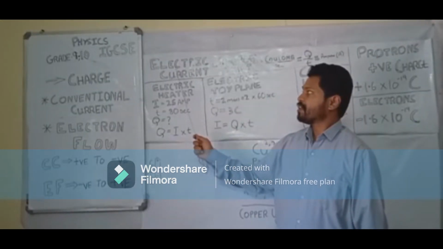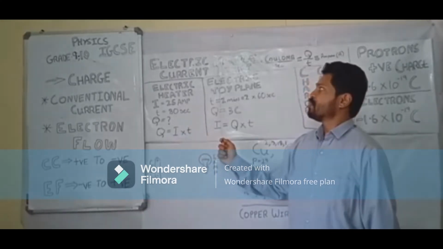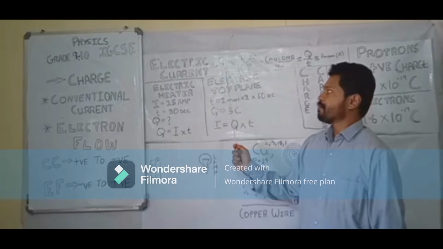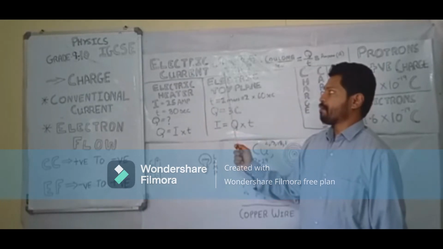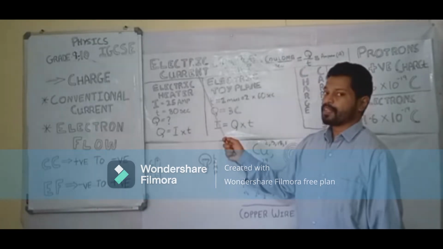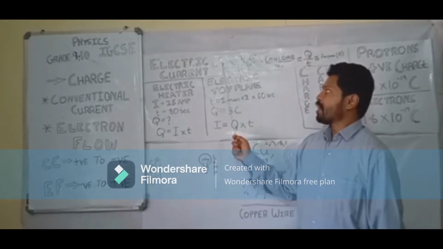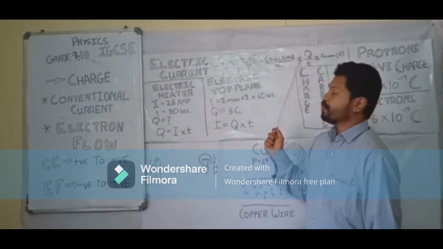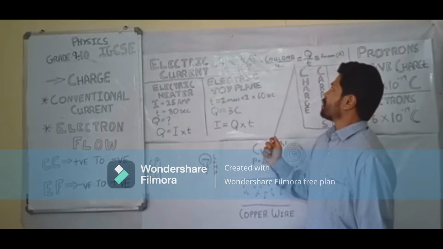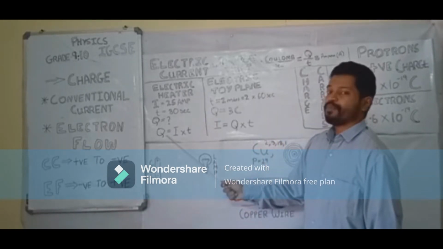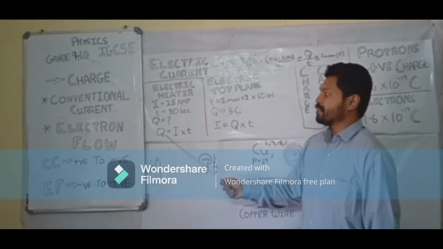So electric current can be given by the formula: total amount of charge flowing in a certain time. So charge divided by time. That is the formula. Electric current is represented by I, charge is represented by the letter Q, and time is represented by t. So you can see over here, this is the formula with which we can calculate the charge.